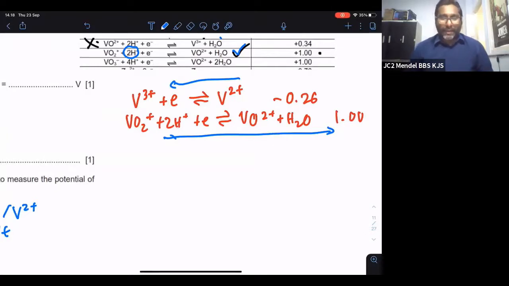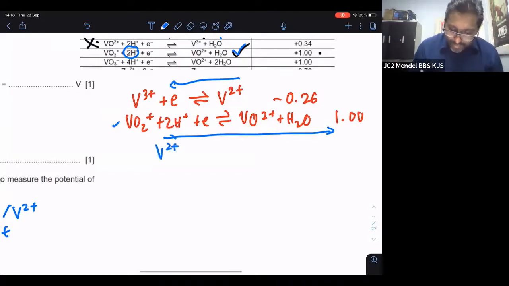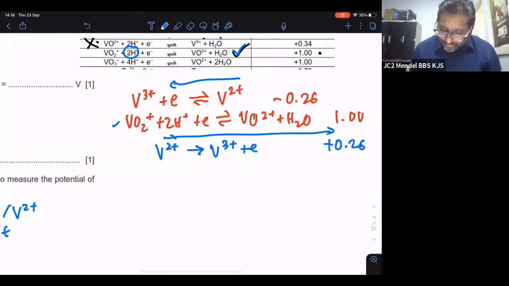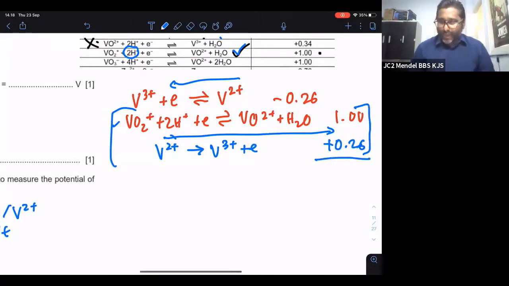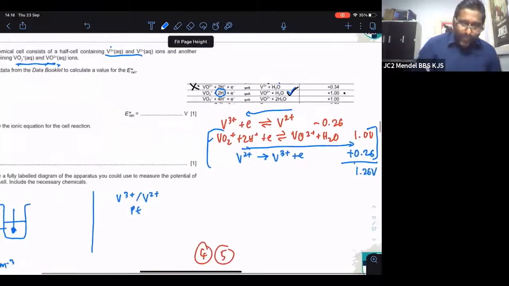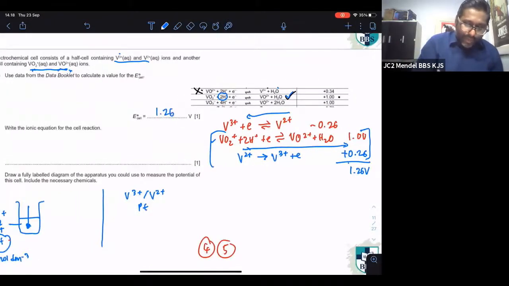If I want to write down, I will maintain this equation, but this equation I need to rewrite: V2+ to give you V3+ plus electron. So this is going to be plus 0.26. Just to save time, I'll just use these two. You add these two, it is 1.26 volt. So 1.26, and make sure you write down the working.